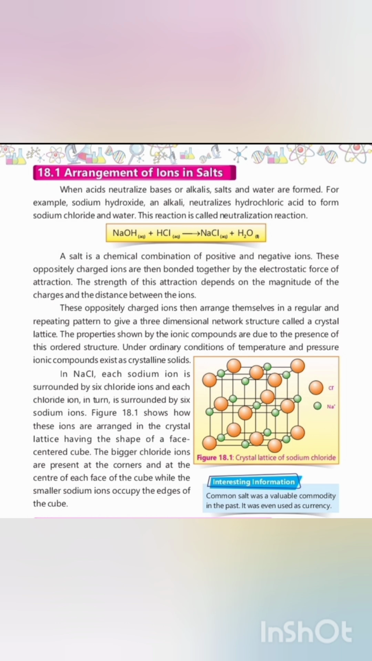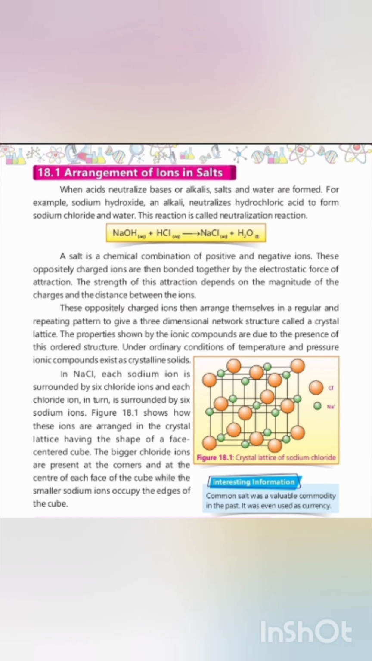When an acid neutralizes a base or alkali, salt and water are formed. For example, when an acid reacts with a base, they neutralize each other to produce salt and water. Sodium hydroxide reacts with hydrochloric acid to form sodium chloride and water. This reaction is called the neutralization reaction, where an acid and base react with each other to form salt and water.